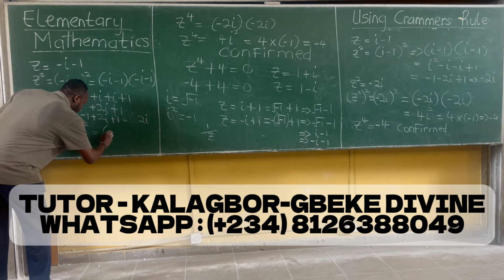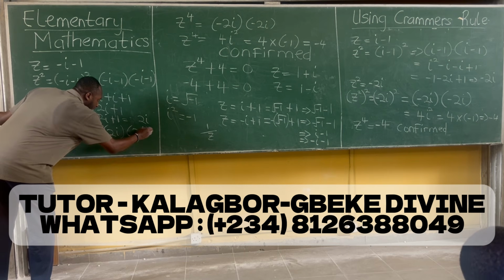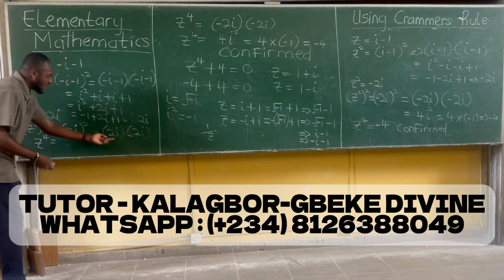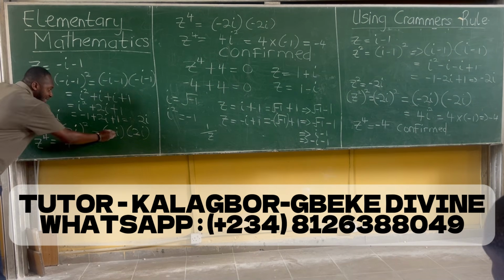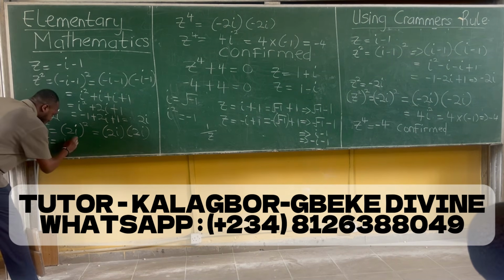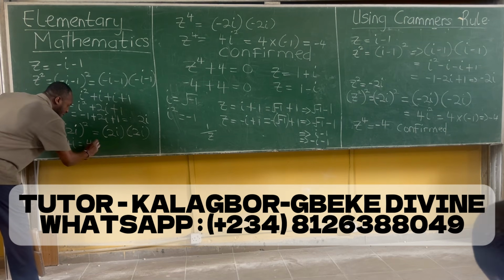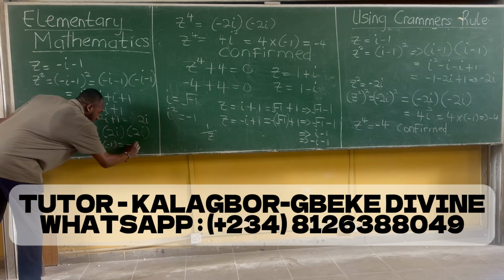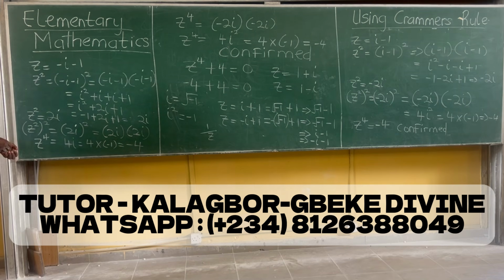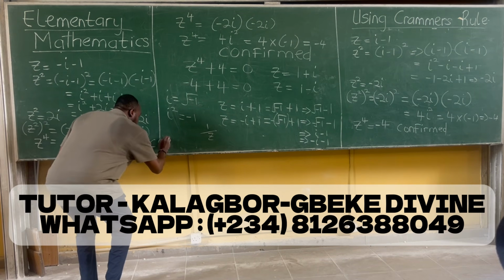Let's go. Simplify: 2i times 2i. 2 times 2 is 4, right? i times i is i squared. Now, 4 times i squared simply means 4 times minus 1, so it's minus 4. Confirmed. So this is also a root.